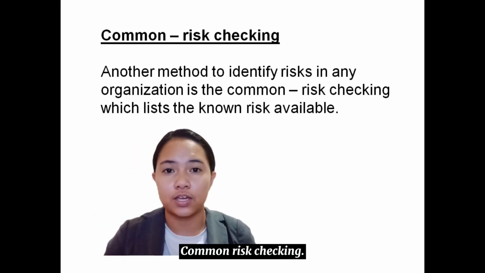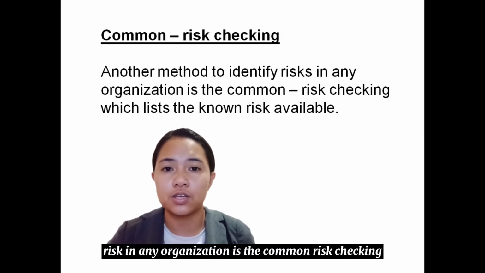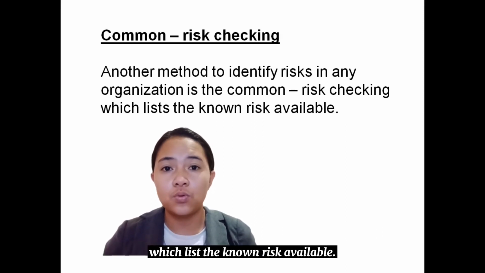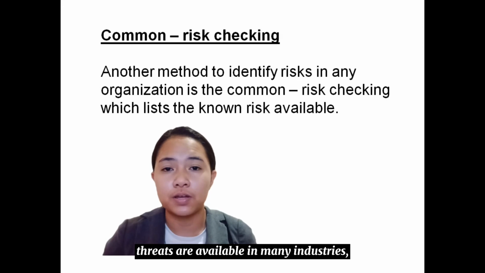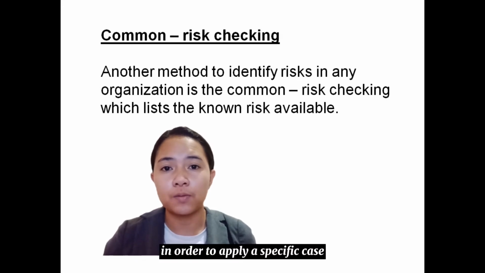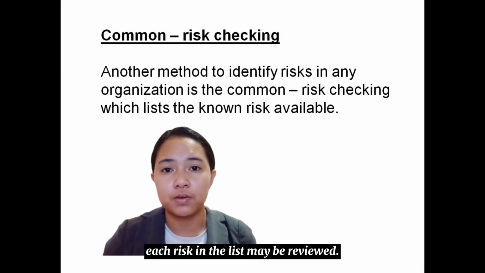Common risk checking. Another method to identify risk in any organization is the common risk checking, which lists the known risks available. Lists with identified threats are available in many industries. In order to apply to a specific case, each risk in the list may be reviewed.